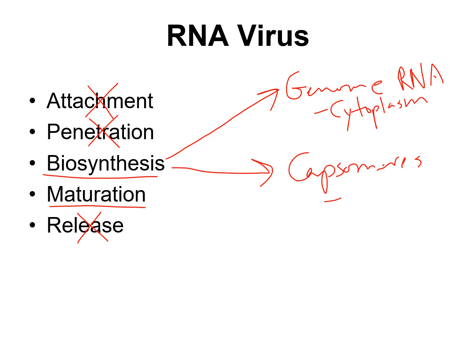Pap smears, I talked about before. Pap smears are proteins, so those will be made by the ribosomes, which are out in the cytoplasm. So for maturation, both of your components are in the cytoplasm. The copies of the genome are in the cytoplasm, the Pap smears are in the cytoplasm, so maturation will also occur in the cytoplasm.